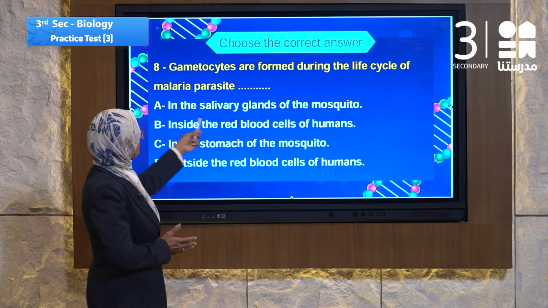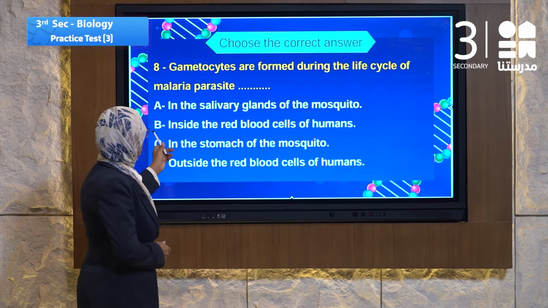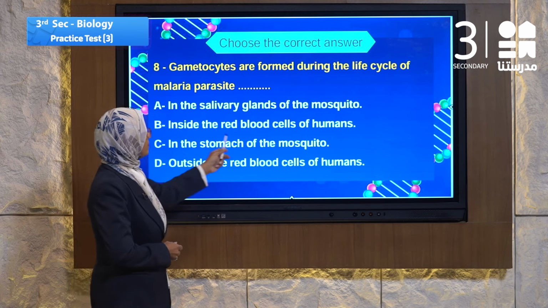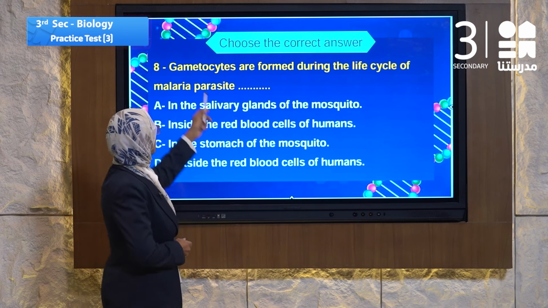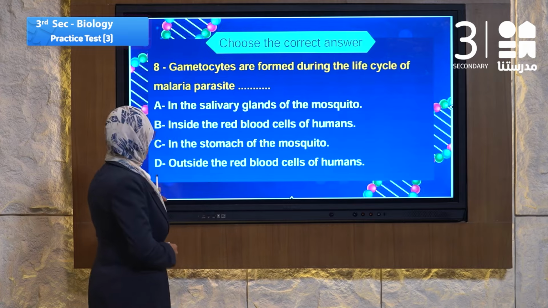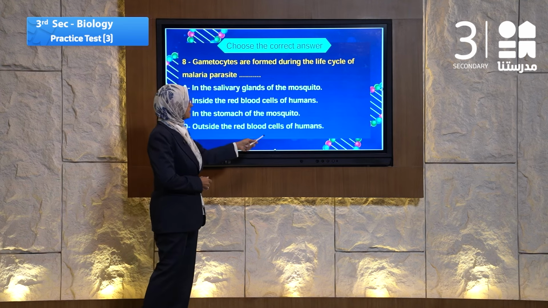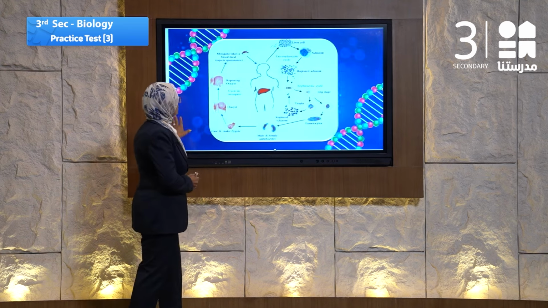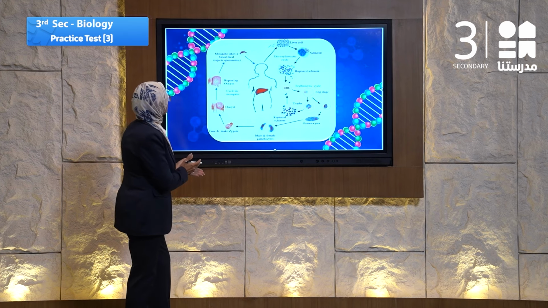A, the salivary gland of the mosquito. B, inside the red blood cell of human. C, gametocytes in the stomach of the mosquito. D, outside the red blood cells of human. Let's find where the gametocyte is found.